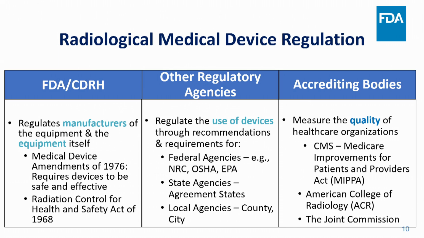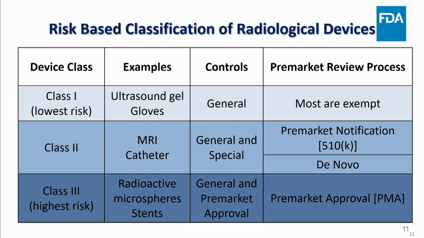For radiological devices, again, FDA regulates the manufacturers of the equipment, but there are other regulatory agencies that regulate the use of the devices through recommendations and requirements. There are federal agencies, states, and local agencies, and there are accrediting bodies that measure the quality of healthcare organizations. Similar to the IVDs, there is a risk-based classification for radiological devices too. Examples: the lowest risk, like ultrasound gel and gloves, are class 1. But there are lots of class 2 devices in this area, and there are some class 3, which has the highest risk. The example here is radioactive microsphere stents.